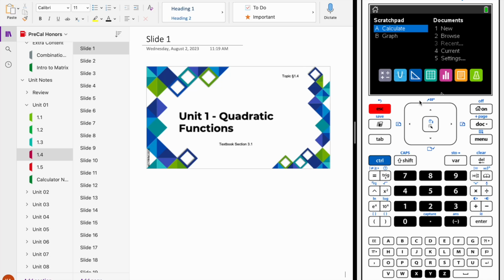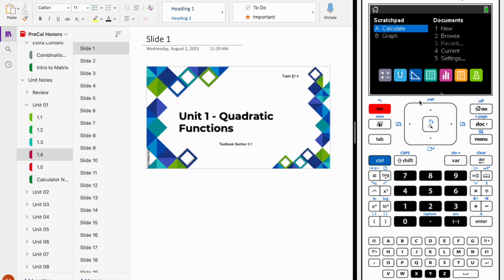1.4 Quadratic Functions. In this section, we're going to be looking at two different sides of working out a problem. First would be the equation side, which is going to be the first couple slides. And from there, we're going to lead into some working with word problems.